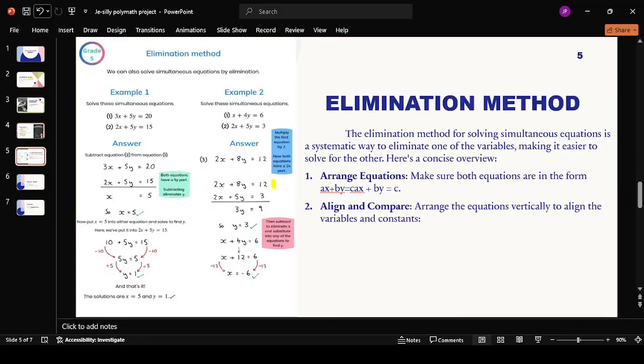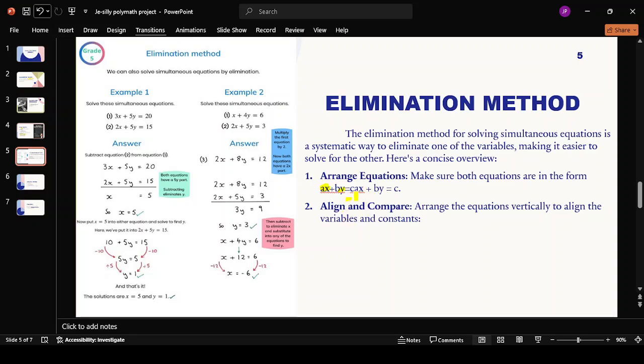The elimination method for solving simultaneous equation is a systematic way to eliminate one of the variables, making it easier to solve for the other. You need to know that in simultaneous equation, we need two equations because it has two variables. The variables we look at here are x and y, while a as a number and b as a number to y are constants.